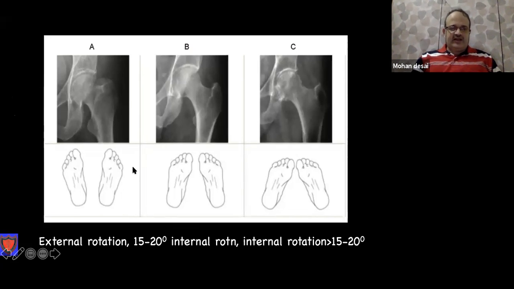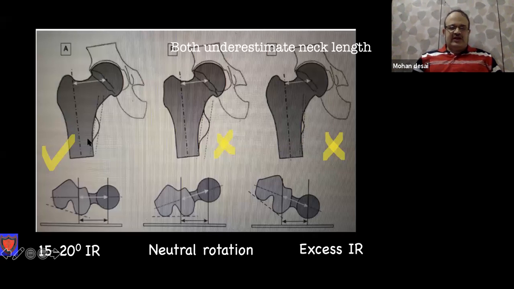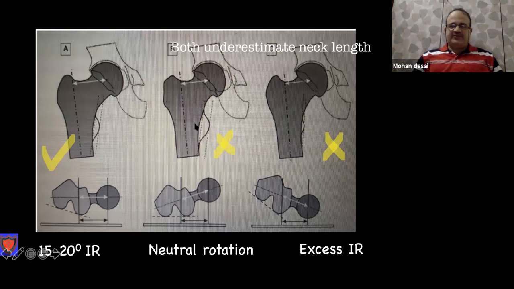And how do we know that? If your lesser trochanter is excessively prominent, then it is an external rotation. If it is not there, then it's excessive internal rotation. If it's just there, that means it's in the right rotation. Okay, so if it is in 15 to 20 degrees internal rotation, this is how you will see it. You will see it in axial section, and you can know the correct neck length. Whereas if it's a neutral rotation or in excess internal rotation, you will underestimate the neck length.